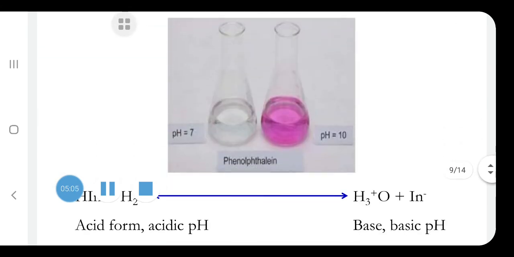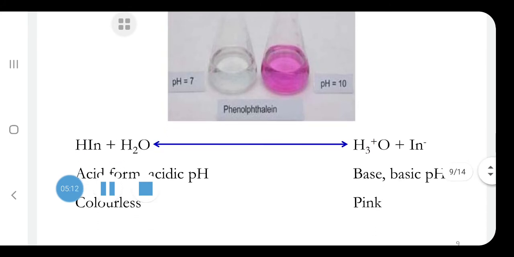Phenolphthalein can be represented as HPH, but here in the equation we are representing it as HIn. This HIn is basically in acidic form since it is a weak acid. It preferably exists in unionized form in an acidic pH and it is colorless.